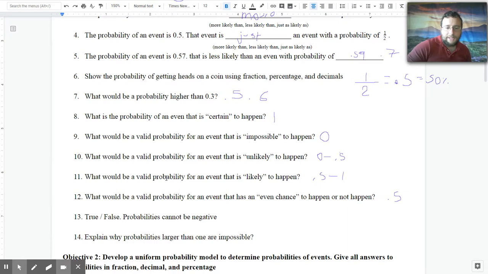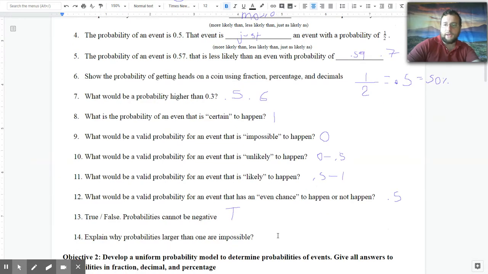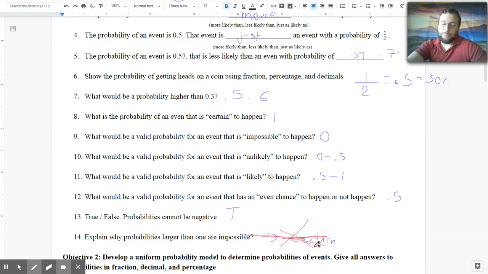All right. So that's just definitions that you need to know for the test. True or false? Probabilities cannot be negative. It is true. I just said that. You cannot have a negative probability, so it's true. And explain why a probability larger than 1 is impossible. I also already said that. That would be expecting it to be more than certain. And I don't really know. More than certain doesn't make sense. So I'm going to write more than certain and then get a red pen and just be like, that's nonsense. That's basically what I mean there.